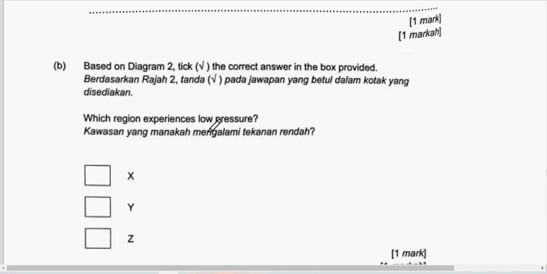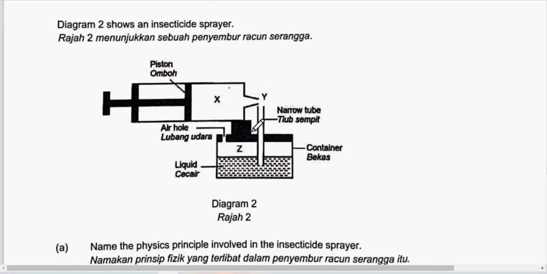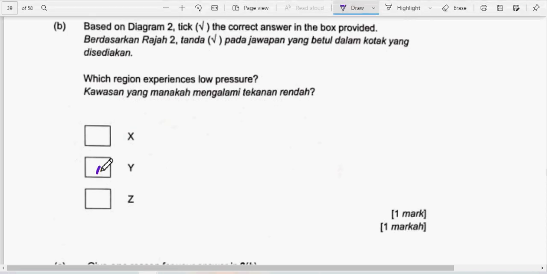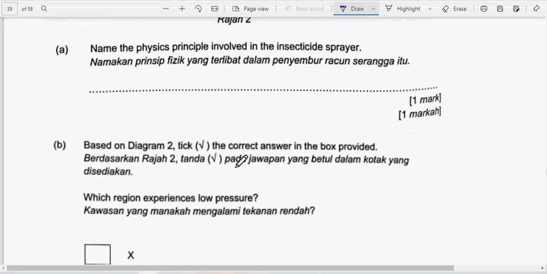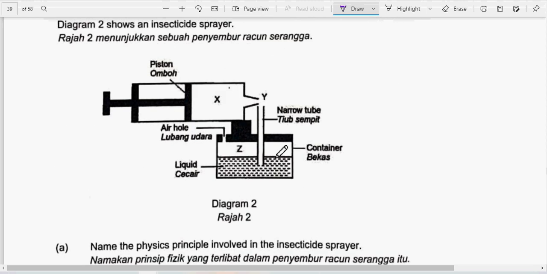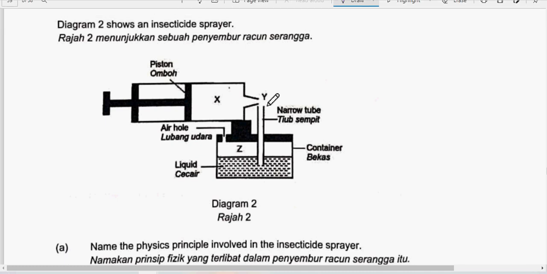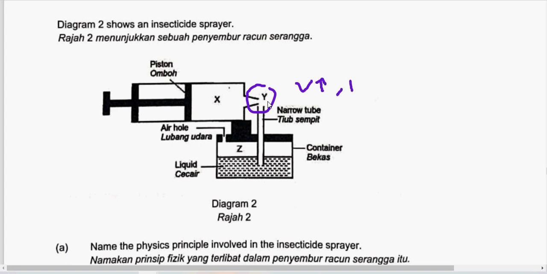Which region experiences low pressure? Where there should be low pressure is here, Y. Okay, so the answer is Y, low pressure. Or let's say the question asks which area will experience high speed. It is also Y. High speed means that at Y the air will have higher velocity, V greater, and pressure will be smaller. Remember.